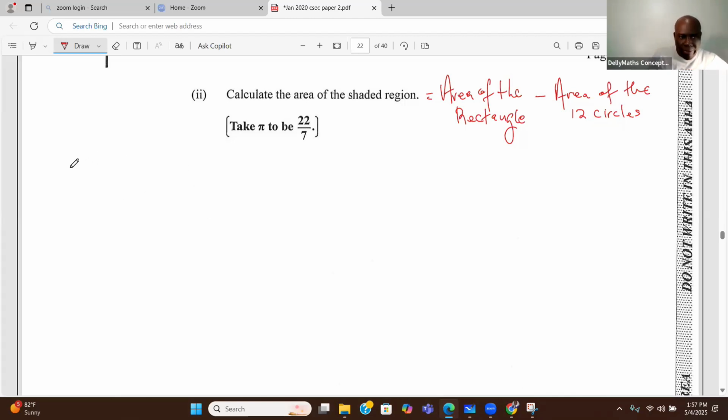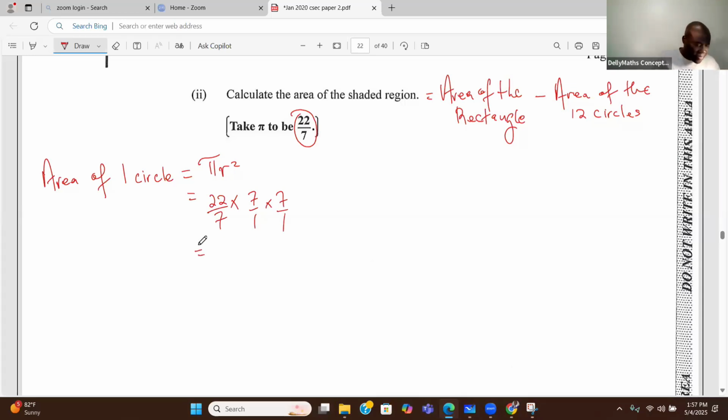Now I'm going to find one circle first. So I'm going to write that the area of one circle, just one, is equal to pi r squared. They told us to use pi as this. We normally are obedient. 22 over 7 is pi, times the radius, which is 7. We knew it was 7, we got it from them. Pi r squared, 7 times 7. So when you work this out, I believe I'm going to get 154.